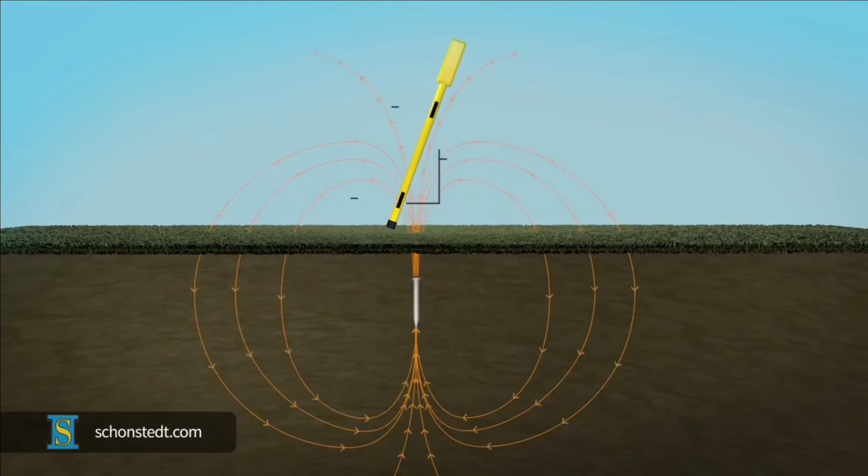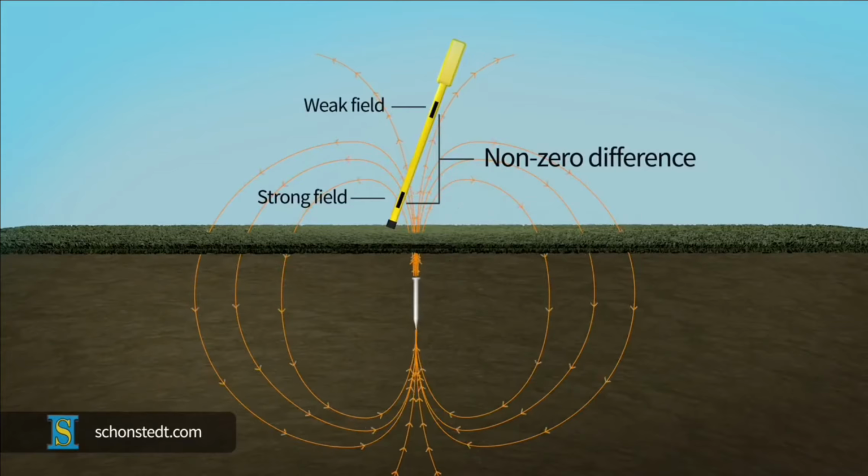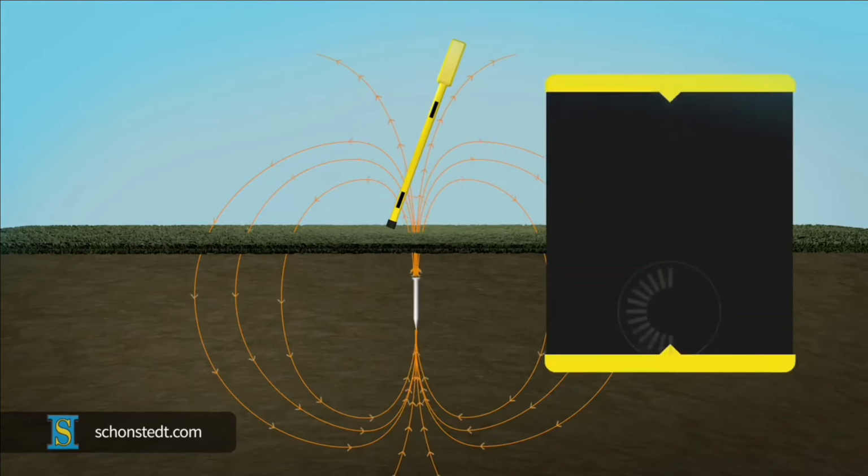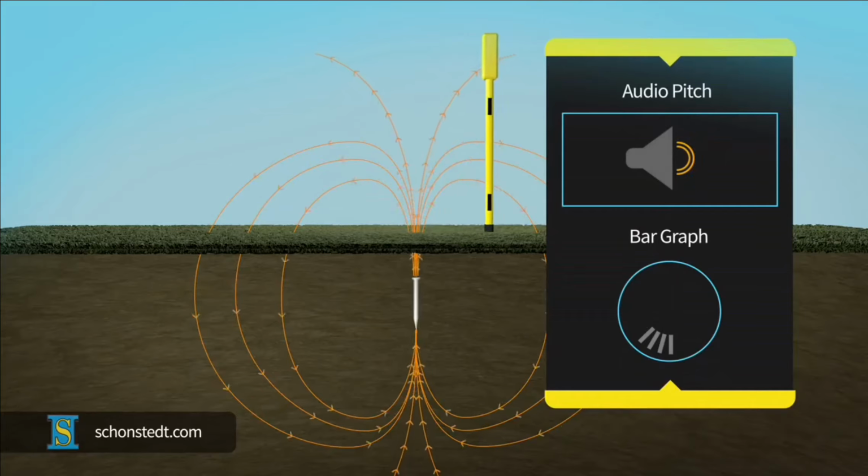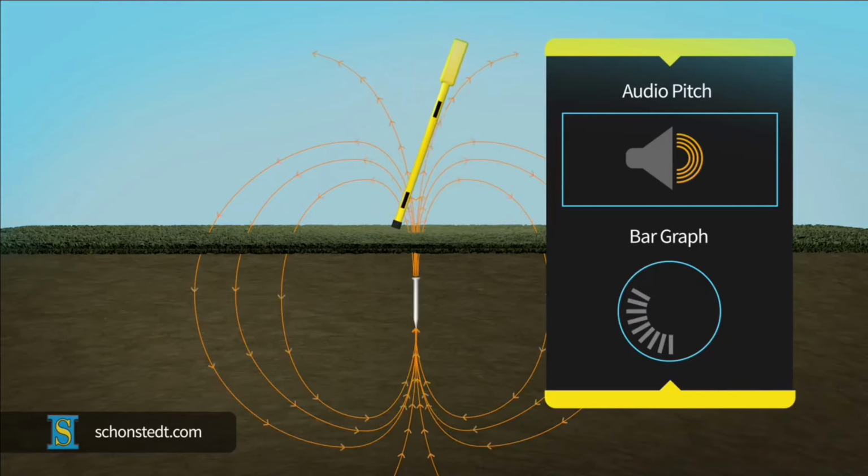The presence of an object made of iron or steel results in a difference between the magnetic field at the top and the bottom sensors. That difference is called a gradient. Schonstedt locators indicate the detection of a gradient to the user by changing the pitch of an audio tone and, depending on the model, with a bar graph on a visual display.